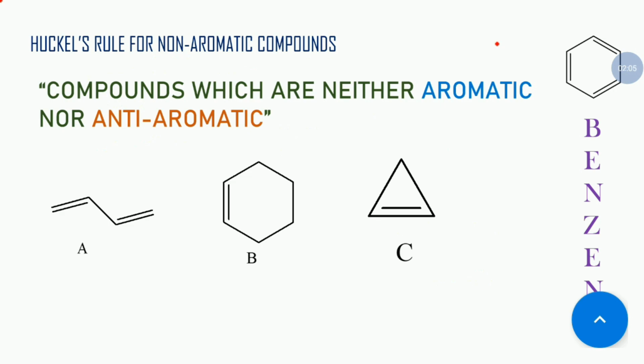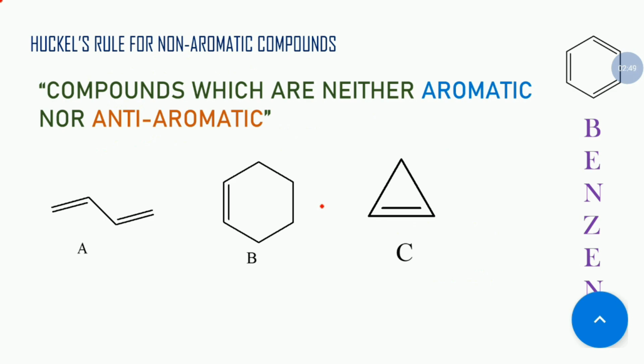Now you can check the Huckel rules for aromatic and anti-aromatic compounds one by one. The first one is not a cyclic structure, so it's neither aromatic nor anti-aromatic. The second and third are both cyclic, but they don't have conjugation, only one pi bond, so they are neither aromatic nor anti-aromatic. So all three compounds are non-aromatic.